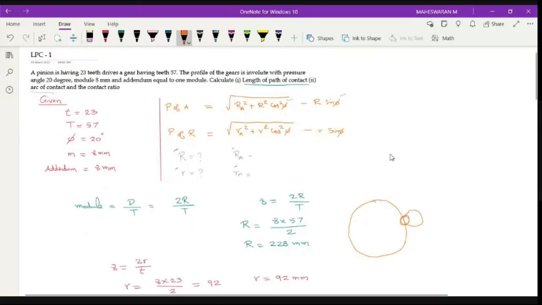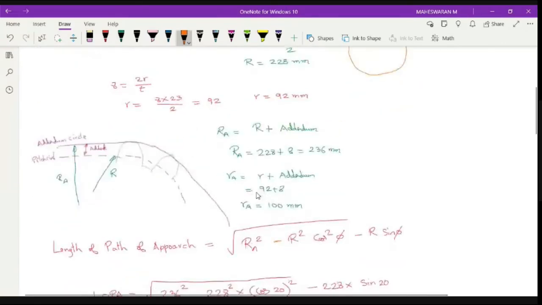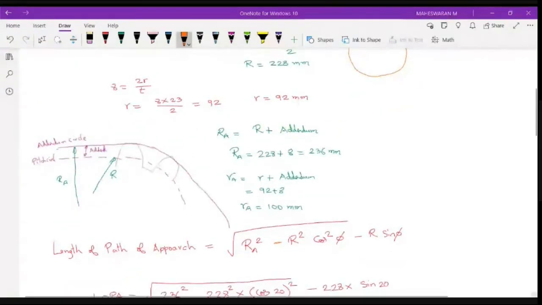We will stop here. In the next class we will discuss interference: what is the main purpose of interference and how to avoid it. There is another set of formulas we'll be using, so we will use that formula.